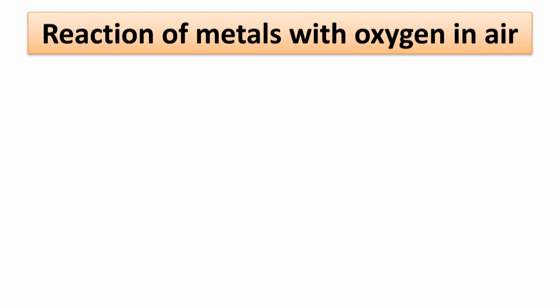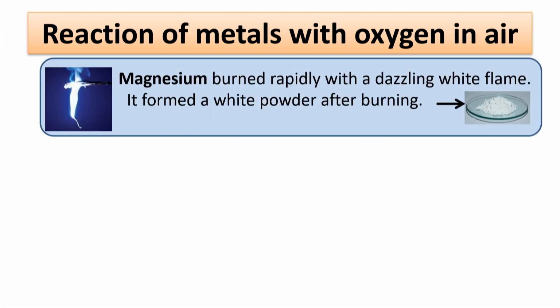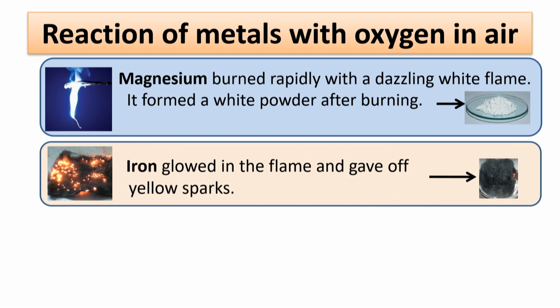Like you just saw, the different metals do not react in the same way with oxygen in air. Which one reacted most rapidly? Magnesium. It burnt rapidly with a dazzling white flame. It formed a white powder after burning. Which one would we put in second position? Iron. It glowed in the flame and gave off yellow sparks.